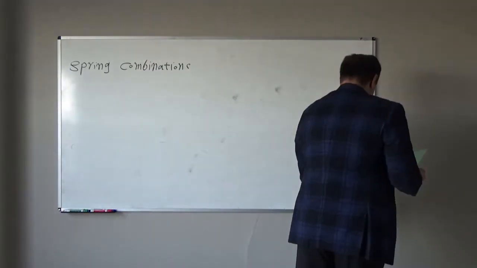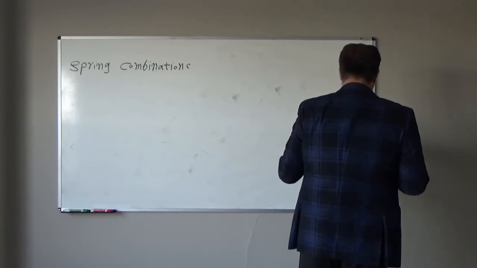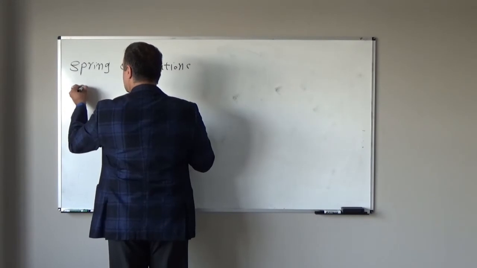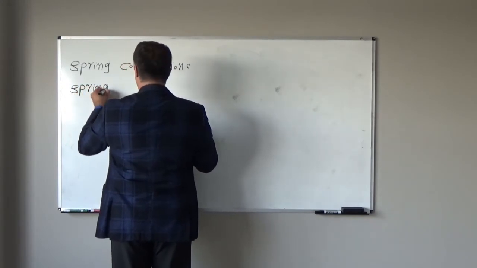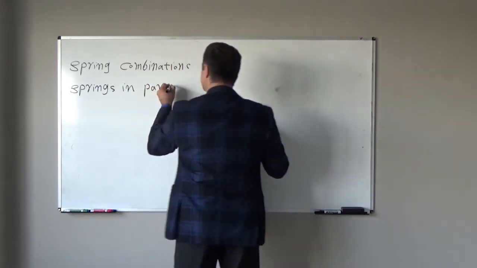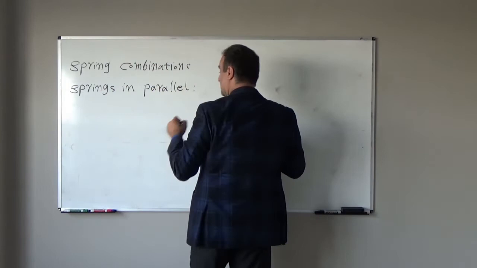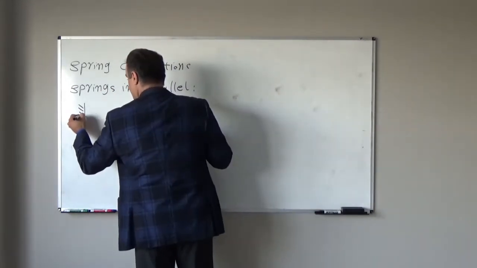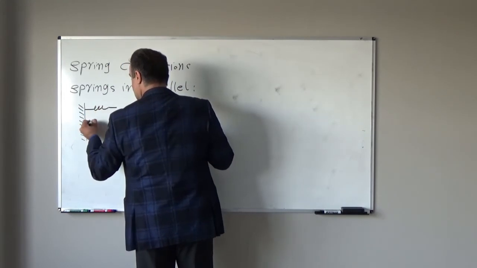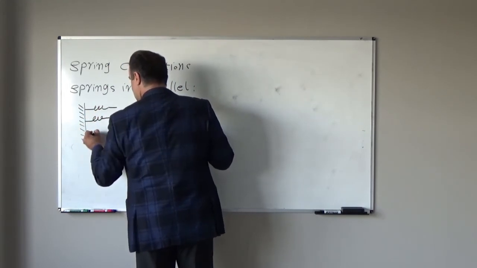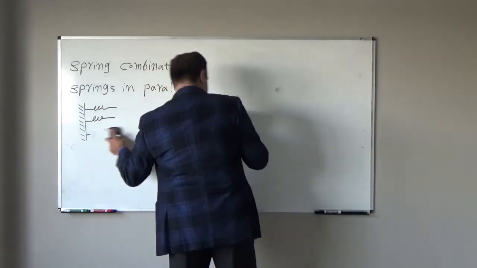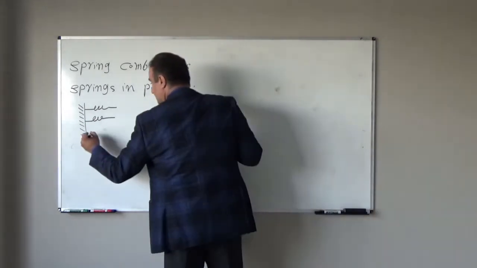So, if springs are parallel, this is the springs in parallel combination. We have spring 1, spring 2, spring 3, and so on. I show here, for example, 3 springs.